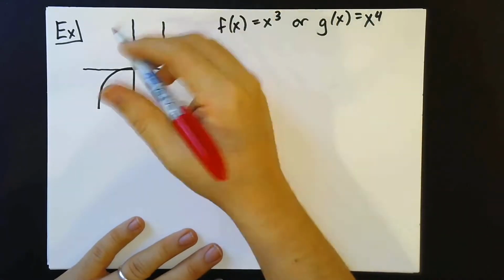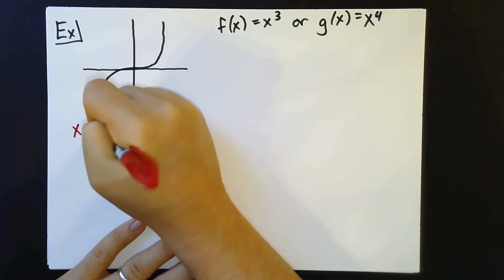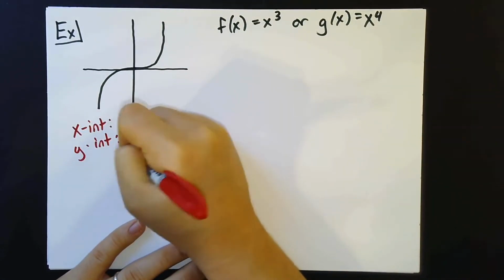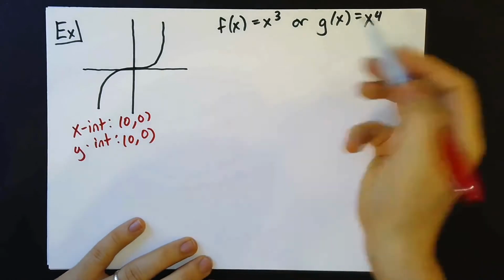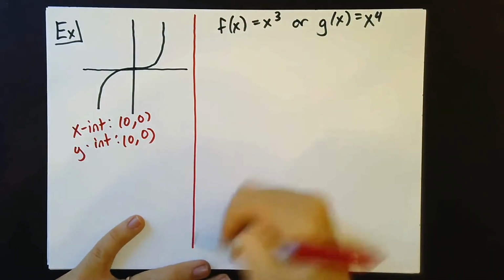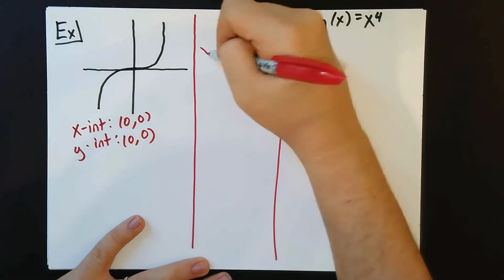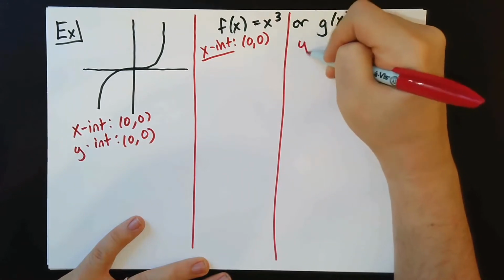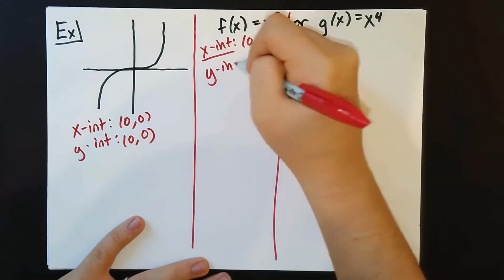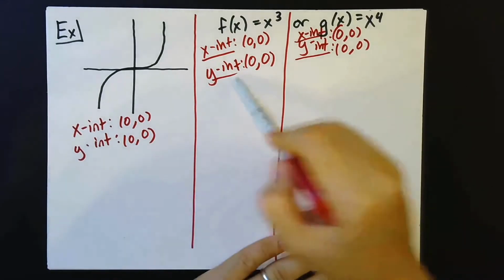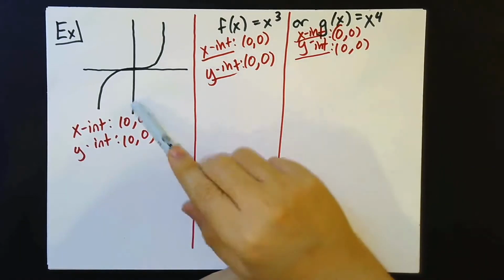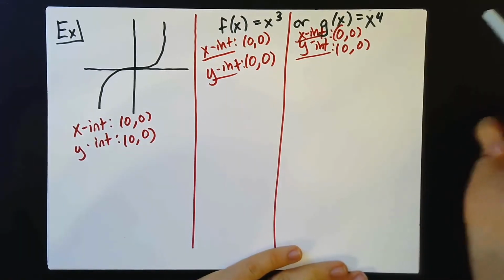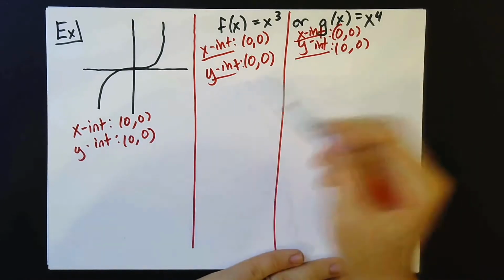So let me just start by noting that the x-intercept of this function is (0, 0). The y-intercept is (0, 0). But actually, the same is true of both of these functions. The x-intercept here is at (0, 0), and the y-intercept here too. So in particular, all three things we're looking at, the graphed function, f, and g, they all have exactly one x-intercept and one y-intercept, and in all cases, that x-intercept and that y-intercept is at (0, 0).